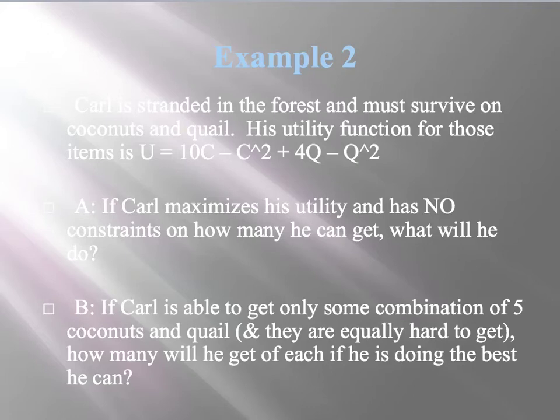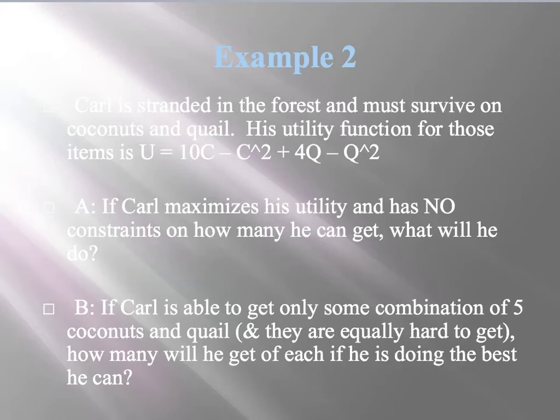The two questions ask us, if Carl maximizes his utility and has no constraints on how many he can get, what will he do? So how many quail, how many coconuts? Coconuts are C, quail, Q. Part B, if Carl is able to get only some combination of 5 coconuts and quail, and they're equally hard to get, that's going to be your clue for the price, how many will he get of each if he is doing the best he can?